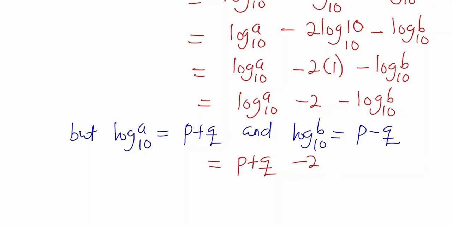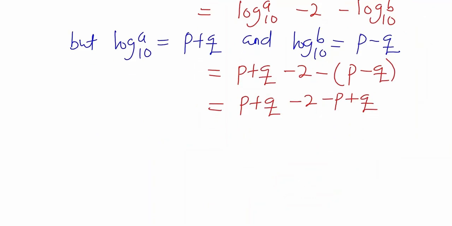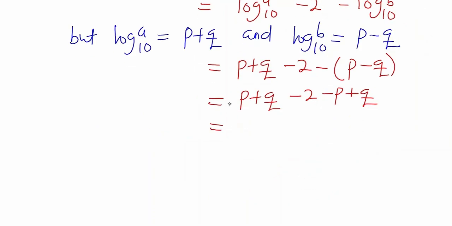Now let's clean the minus 2 and write it. So minus 2 here, and minus, so our logarithm of b base 10 is now p minus q, but there is an existing minus here, so let's put that in bracket, minus p minus q. Nice. So at this point we have p plus q minus 2, so minus p here, and minus minus gives us plus, so plus q.